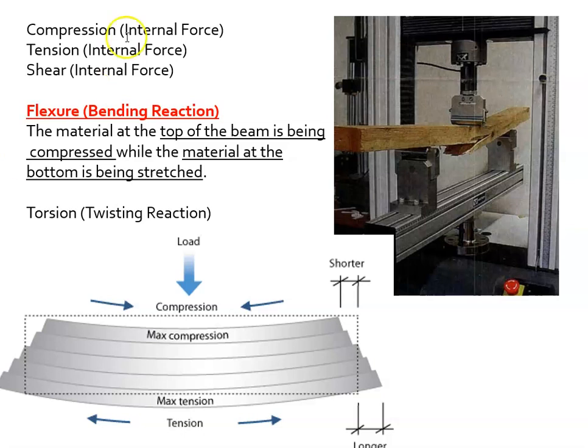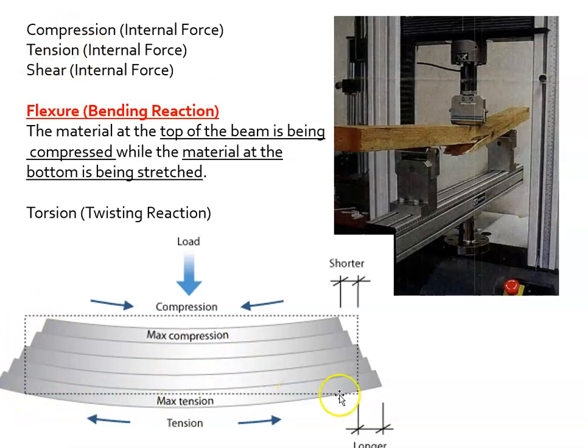And then finally, we've covered compression, tension, and shear, and now we're on to flexure, or bending. So this is a specific force that beams experience. The material on the top of the beam is being compressed, while the material on the bottom is being stretched. So flexure experiences two of these things, actually, in combination. Compression and tension are both being experienced within a beam.